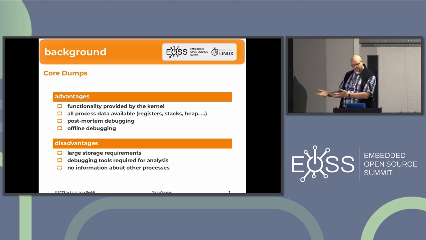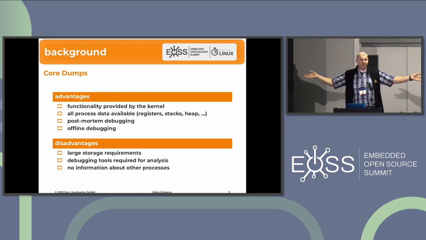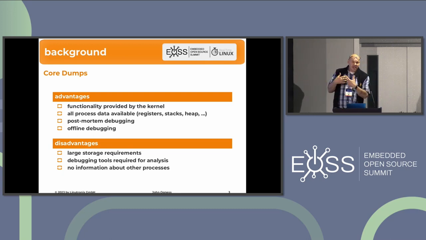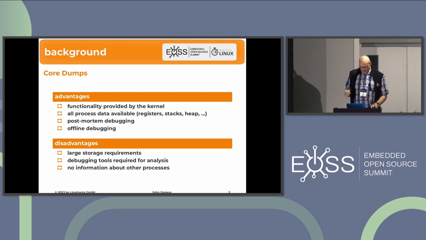Or you need special debugging tools, like if I don't happen to have the tool chain with GDB with me, I can't actually look at what happened. Or maybe it's nice to have information that this crashed, but in a big multi-process system, maybe there's information I want to know from other processes that are running that didn't crash. They also contain important information. So the core dump doesn't have everything that I need, or it's too big.